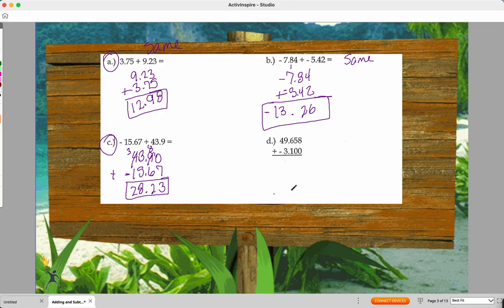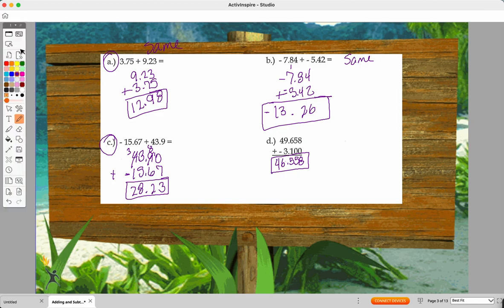Okay. We work our way down the same here. We followed that same rule. Hey, look, it's already kind of set up for us. It's going to be plus a negative, so they're opposite signs. So I'm actually going to subtract: 8 minus 0 is 8, 5 minus 0 is 5, 6 minus 1 is 5, 9 minus 3 is 6, so it's 46 and 558 thousandths. And again, it's positive because my greater absolute value is on the positive.